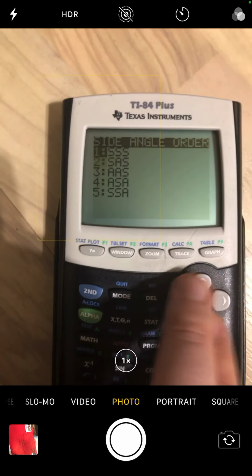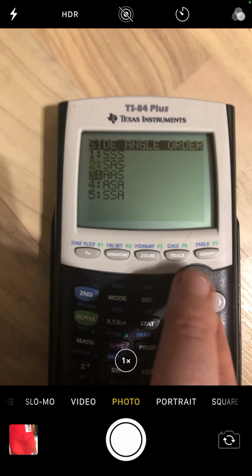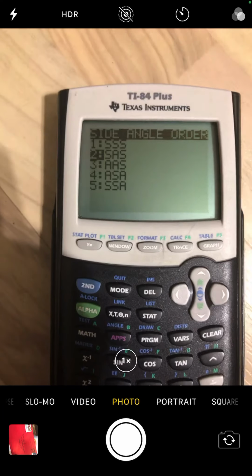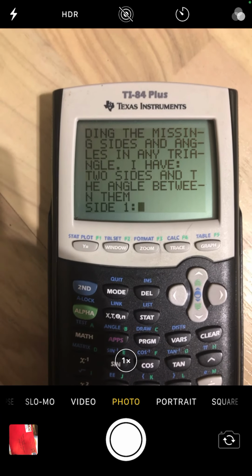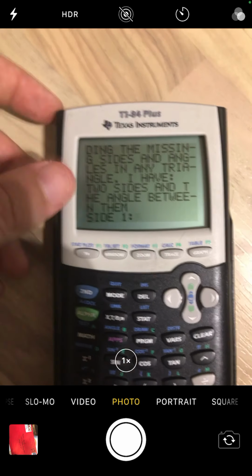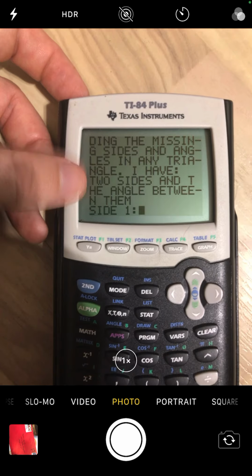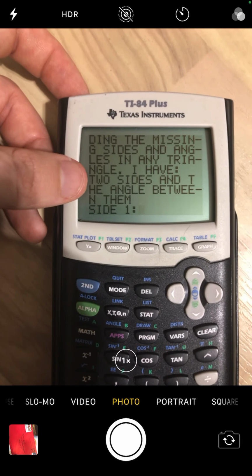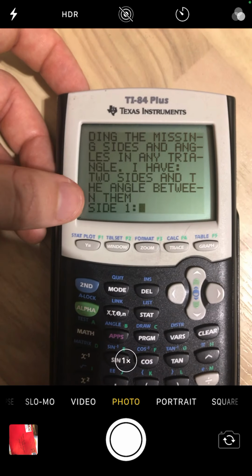So just look: if you have all 3 sides, obviously you pick that one. If you have 2 sides and the angle in between, and it actually says that in the description here. So if I click on this one, let's say side angle side, right? Then it says, okay, finding the missing sides and angles in any triangle. That message displays no matter what. And then this particular option, side angle side, is 2 sides and the angle between them.